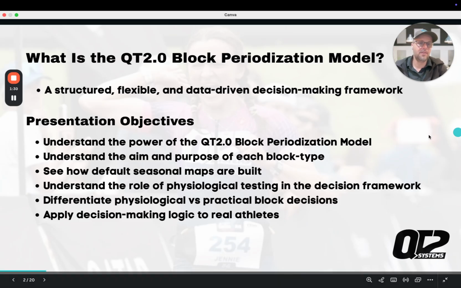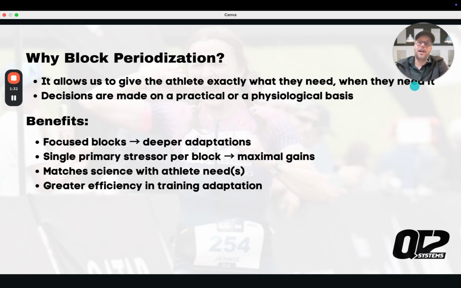All right, so why block periodization? Number one, it allows us to give the athlete exactly what they need when they need it. And then we are also able to make decisions that are made on a practical or a physiological basis. Essentially, what we want to do is maximize the athlete's return on investment in their training by focusing on their specific needs, whether they are practical or physiological.